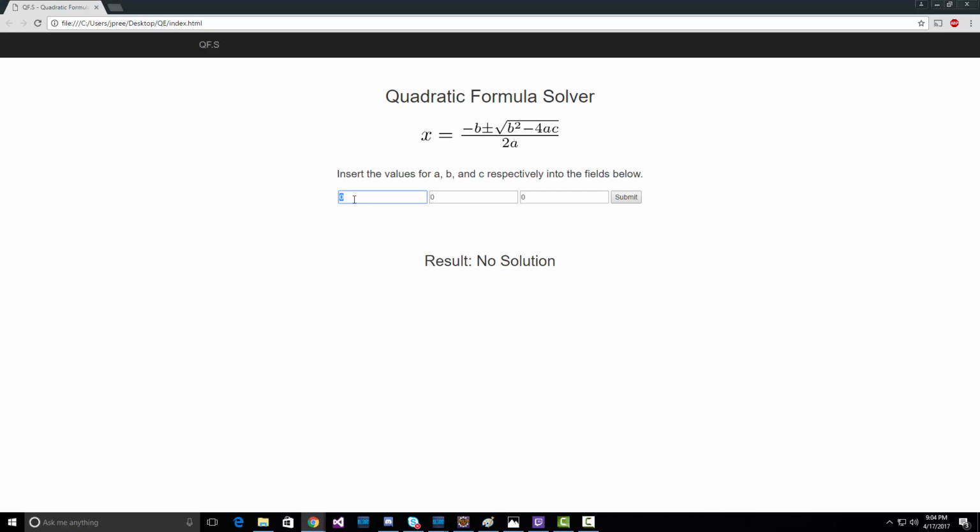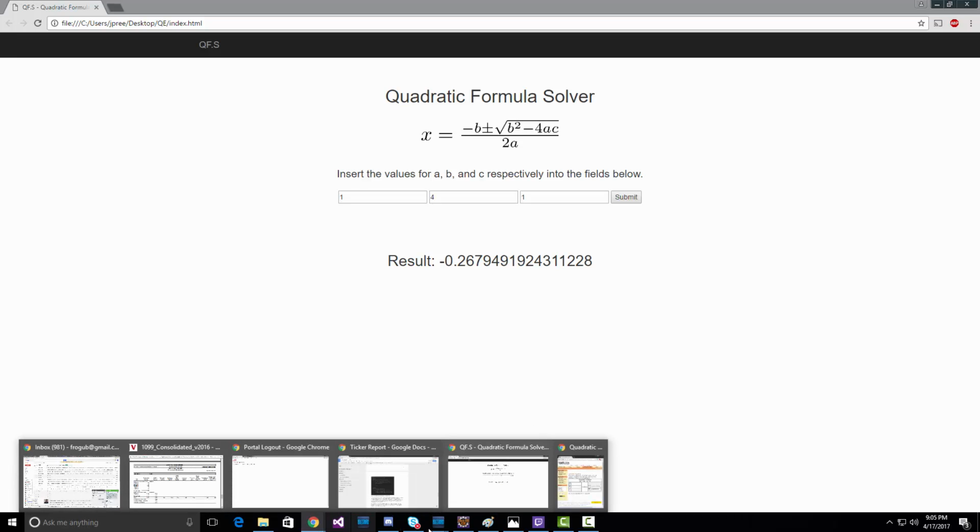So if we go back to 1 for A, 4 for B, and 1 for C, and we hit submit, there really wasn't a way to test this in terms of unit tests because it's all based on services. The only way to ensure that it's going to function correctly is to do some sort of integration testing.